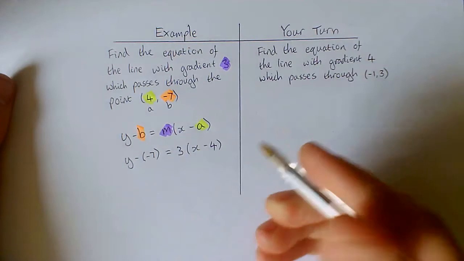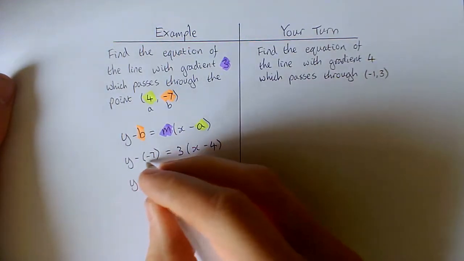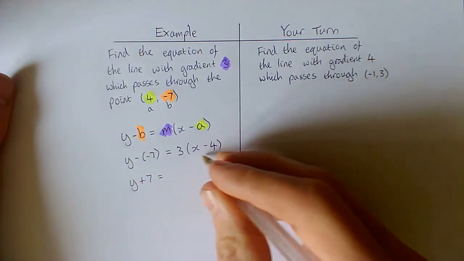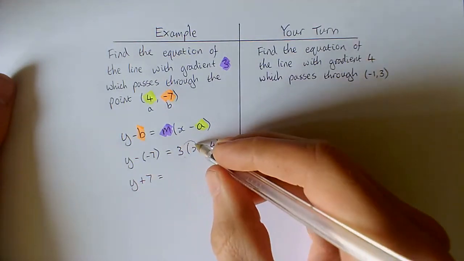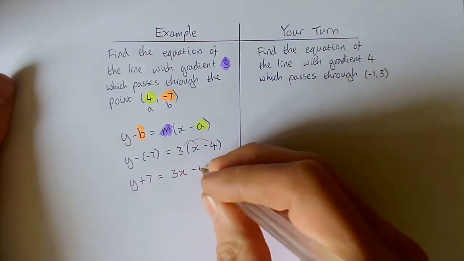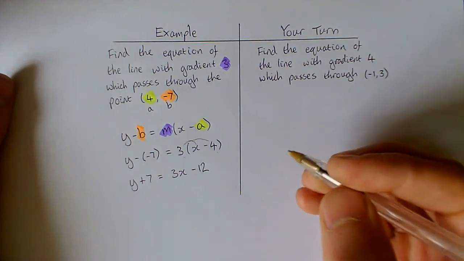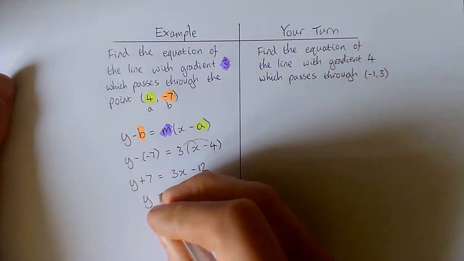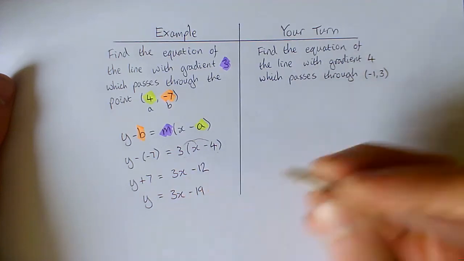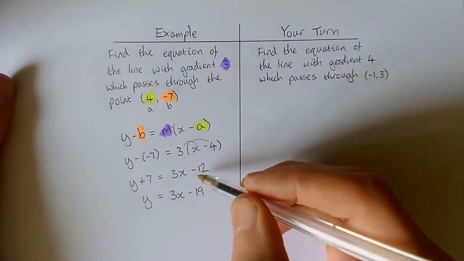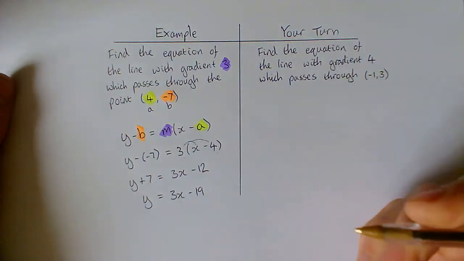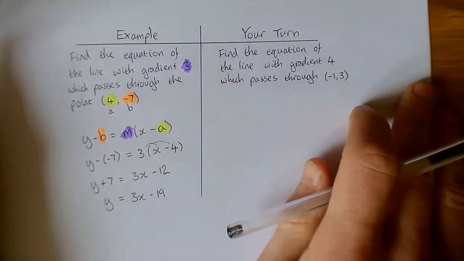Now I want to rearrange, tidy up a wee bit. Minus minus is the same as plus. I can expand the bracket on this side, so I can do 3 times the x, 3 times minus 4. So that gives me 3x minus 12. I can then take my 7 off both sides. So I end up getting 3x minus 19 when I take this 7 off this side and I take the 7 off there. Great, so that is our first answer.